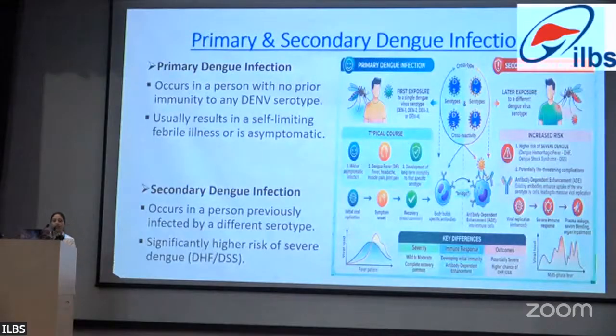Primary and secondary dengue infections. Primary dengue infection is defined as dengue infection occurring in a patient with no prior immunity to any dengue virus serotype.